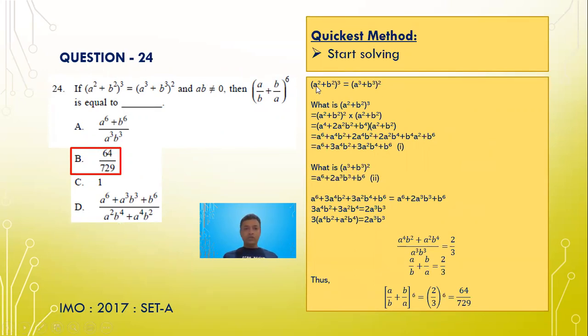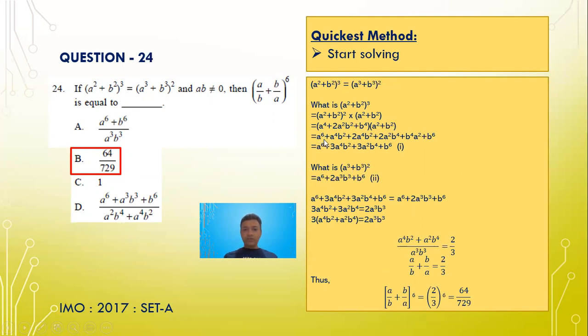So (a square plus b square) whole raised to 3 is equal to (a cube plus b cube) whole raised to 2. So again, solve the left hand side of the equation first. What is (a square plus b square) whole raised to 3, isn't it? It is (a square plus b square) whole raised to 2 into (a square plus b square), because when you multiply this by this, it will be (a square plus b square) whole raised to 3. What is (a square plus b square) whole square? It will be a raised to 4 plus 2a square b square plus b raised to 4, into (a square plus b square). Now multiply this equation with this equation.